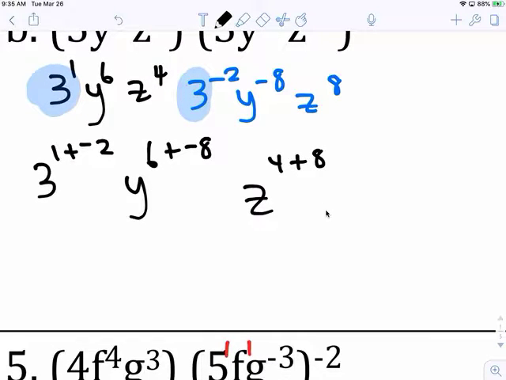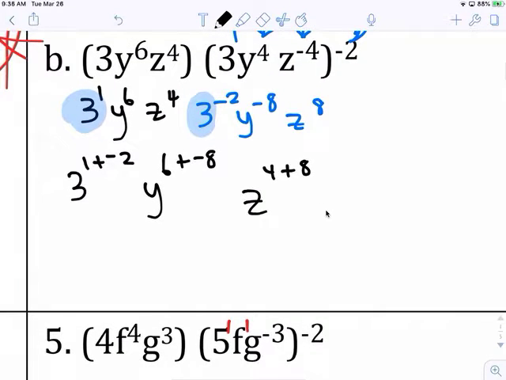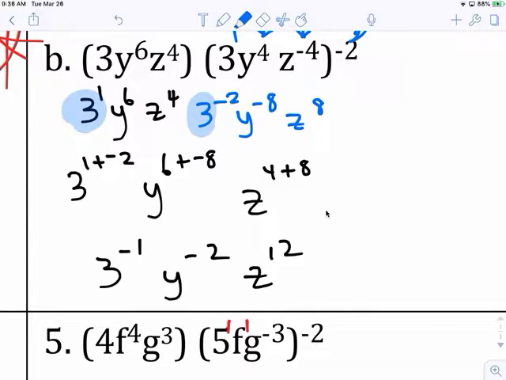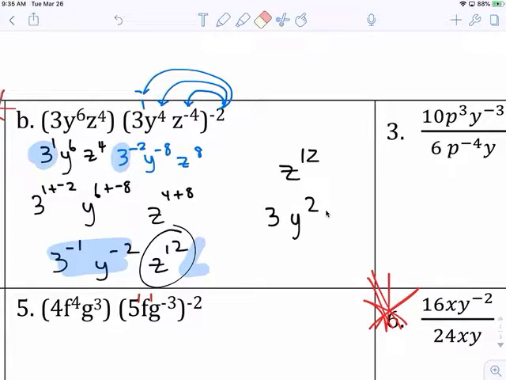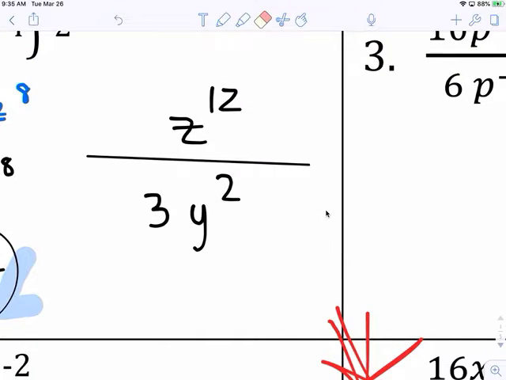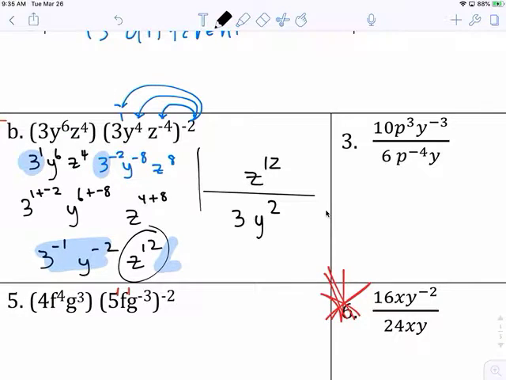So your answer is 3 to the negative 1, y to the negative 2, and z to the 12. These two have negative exponents, so they're going to be at the bottom. So your final answer is 3 to the first, y to the second at the bottom. This is positive, it goes on top in the numerator. And then the 1 can be invisible, and that's your answer.